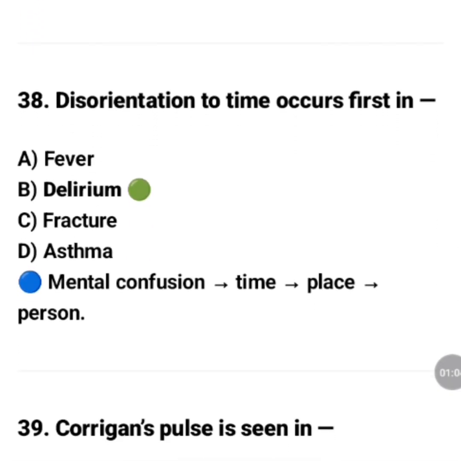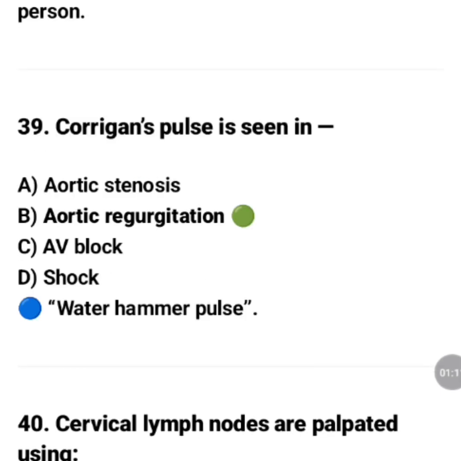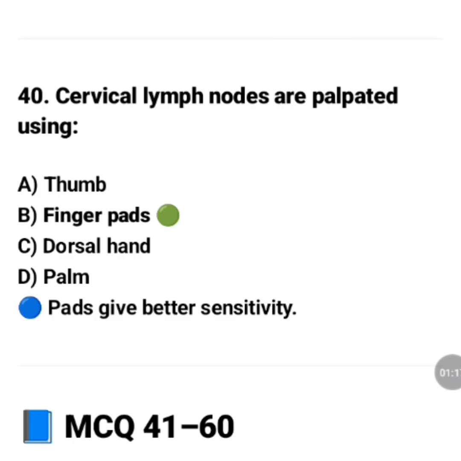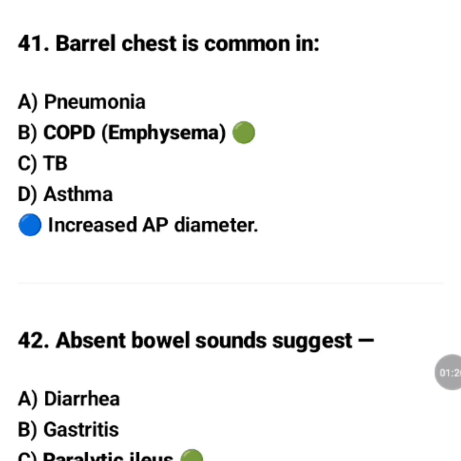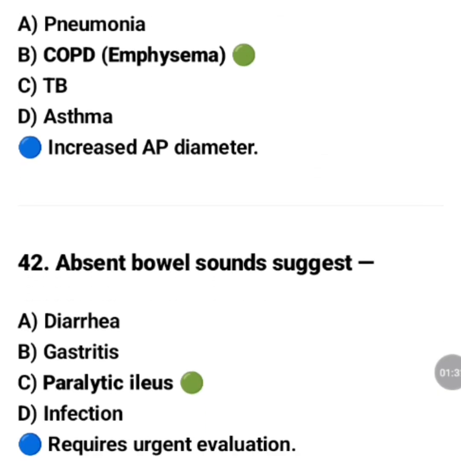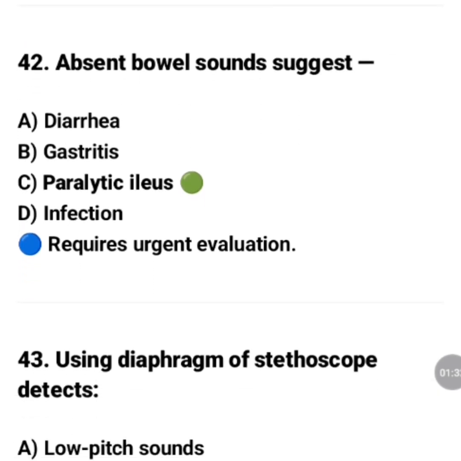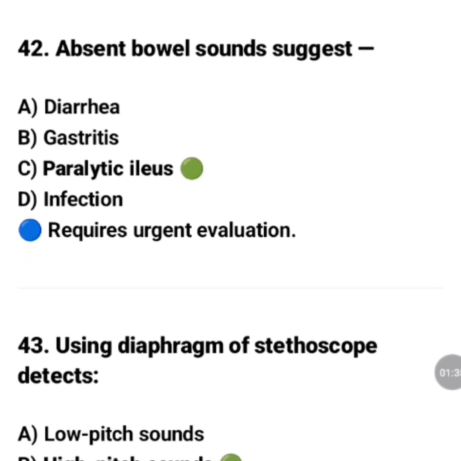Disorientation to time occurs first in... the correct answer is option B, delirium. Water hammer pulse is seen in... the correct answer is option B, aortic regurgitation. Cervical lymph nodes are palpated using... the correct answer is option B, finger pads. Pads give better sensitivity. Barrel chest is common in... the correct answer is option B, COPD, emphysema. Increased anteroposterior diameter. Absent bowel sound suggests... the correct answer is option C, paralytic ileus, requires urgent evaluation.